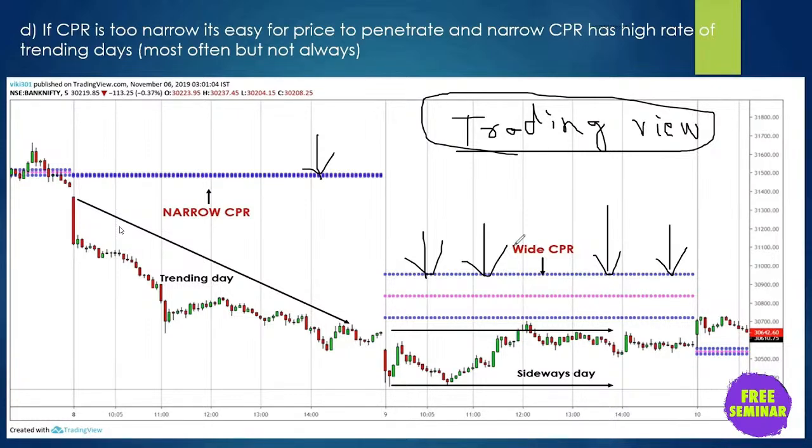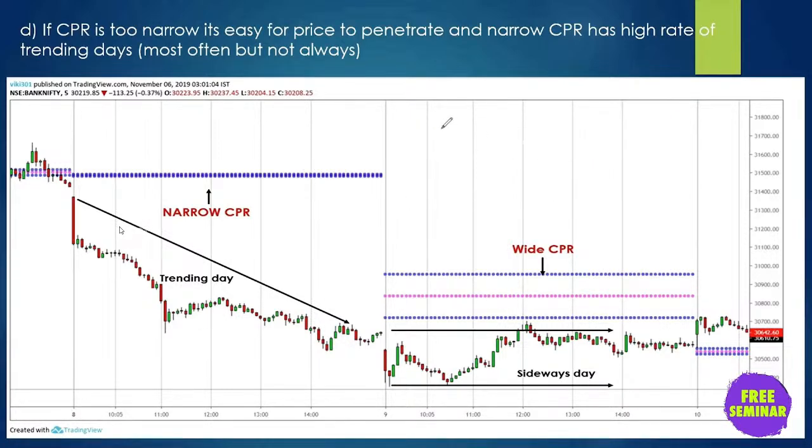Otherwise there are so many CPR indicators available in TradingView, and I assume all of them are the same and you can use anything. But if you want to use the same CPR which I am using, then you can send me an email. That is the one thing. You can have a TradingView account and find a CPR there. And you can see that all my charts in this course are from TradingView. I use the TradingView platform. All the charts you are seeing in this course are from TradingView.